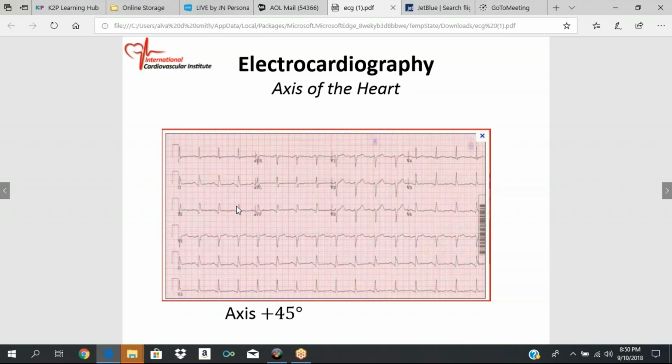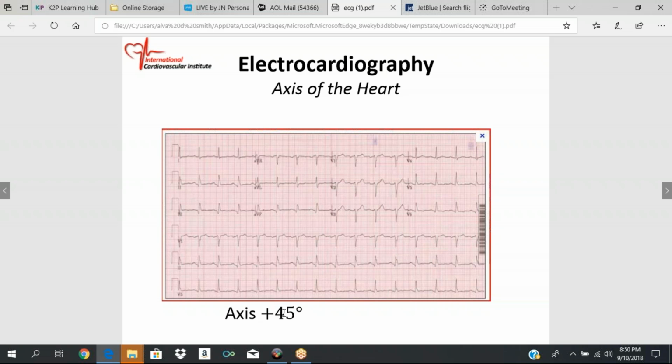It's probably lead 2. If you want to use lead 2, sorry, AVL. It's probably AVL. So AVL is probably the most isoelectric. Perpendicular to AVL is lead 2. Lead 2 subtends an angle of plus 60.